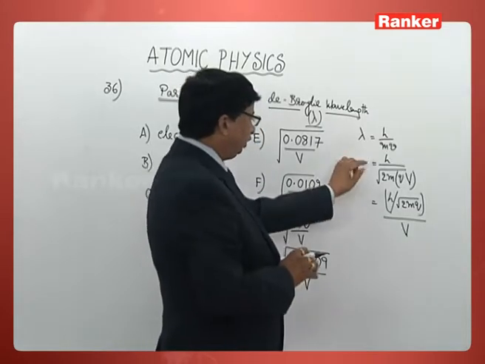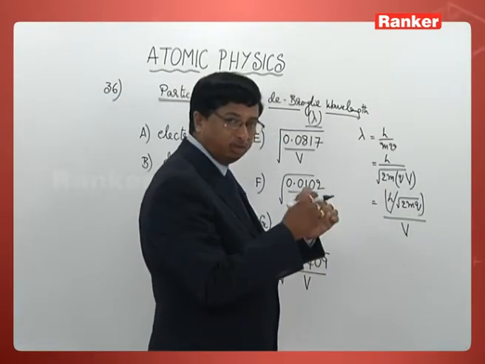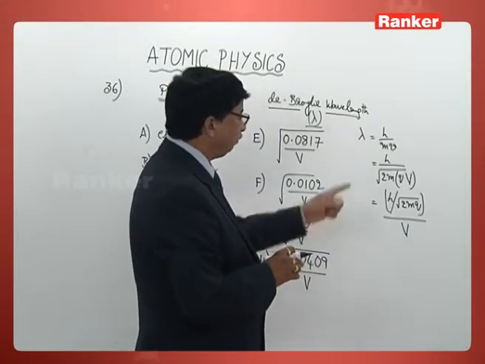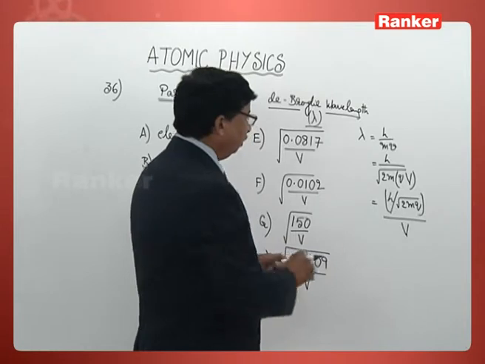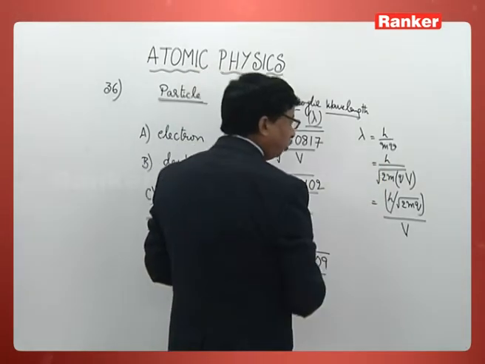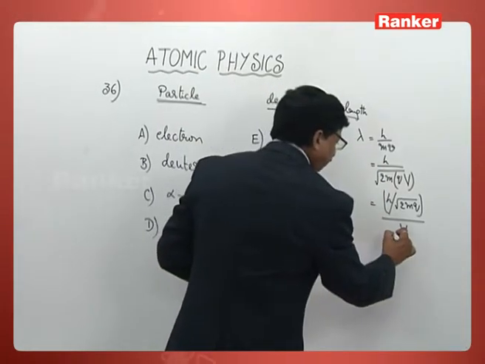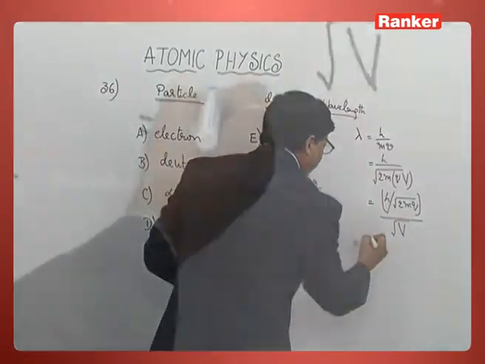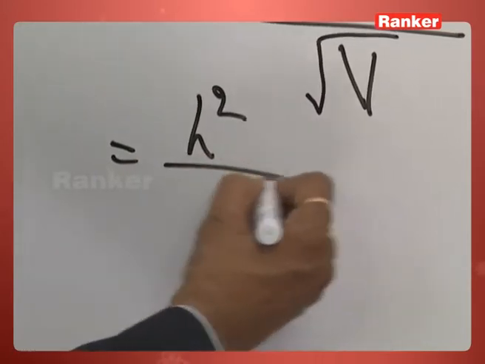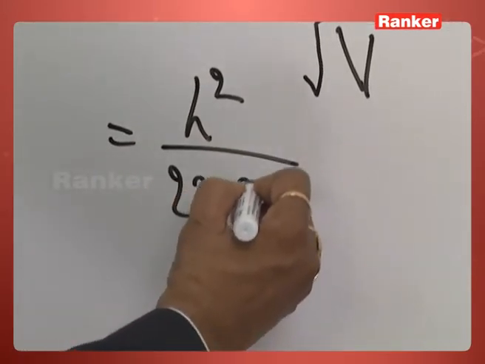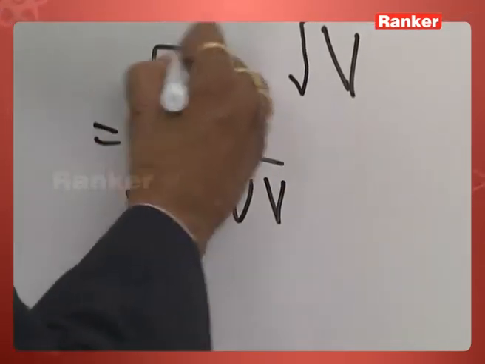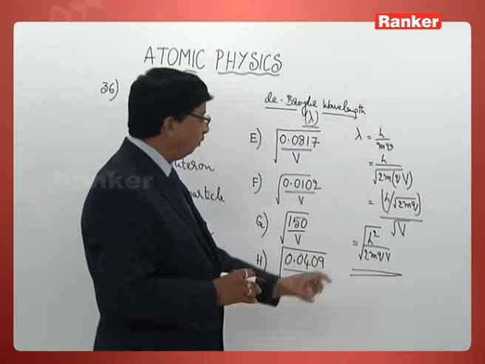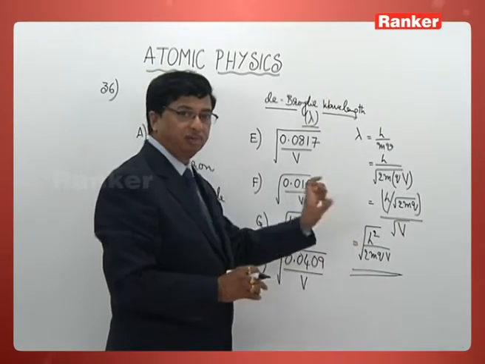And of course, if you take these values right into the root, then what will you get? You check once again in this particular case, please. If you take this directly into the root, of course it comes under root V. So what can we write this as now? h square by 2mq into V, whole under root. In fact, this is the equation that has been taken by him.